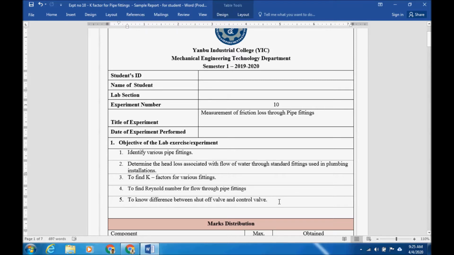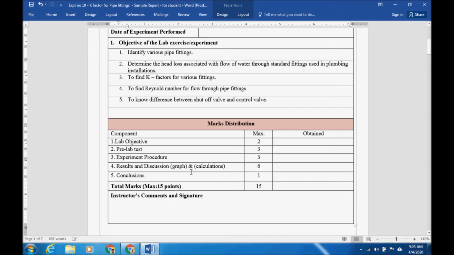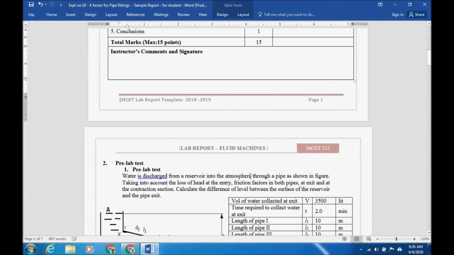You have to identify it. So this is about the objective, and this will be very helpful to write the procedure, the calculation table, the sample calculation, and we can add here to plot the graph between Reynolds number and K factor. Depending upon this, we need to write the observation, procedure, calculation table, sample calculations. These are the mark distributions.